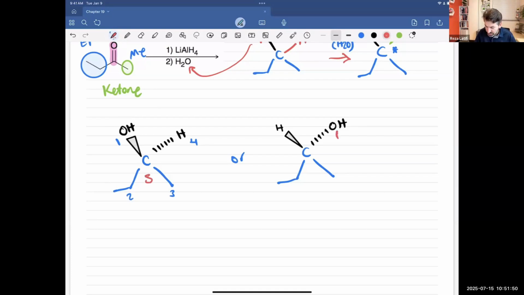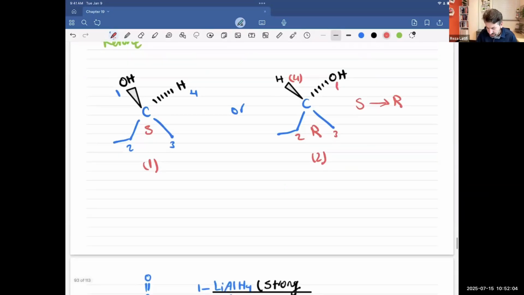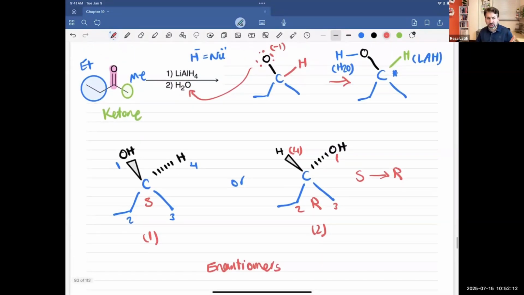Next one, I get 1, 2, 3. It's supposed to be S, but hydrogen is facing us, and the 4th priority is facing us, so we're going to flip it to R. Now, what's the relationship between number 1 and number 2? Those two are enantiomers. So I got 2 enantiomers. Okay, I started with a ketone, and I got an alcohol.